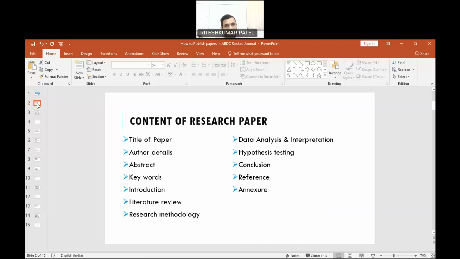Even the title you cannot finalize in one day. You have to do a lot of brainstorming. Then after a few days of exercise, you will be able to know exactly the title, because the title of your paper shows the scope of the study. So that's why it becomes very important to have a thorough title. Next, you need to go for author details. That requires your affiliation and all those details.